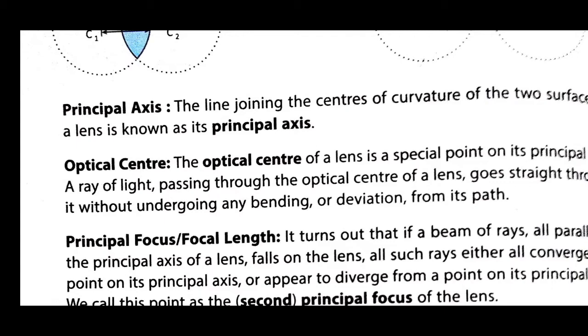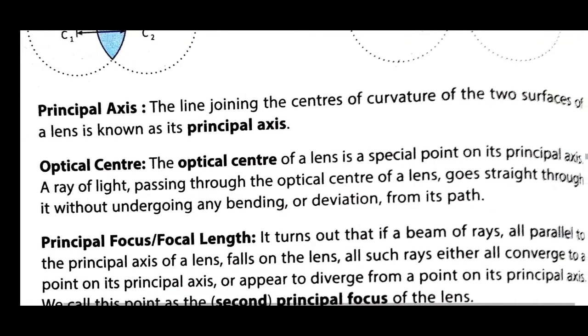In fact, principal axis doesn't exist on the position. This is an imaginary line, but all the objects are assumed to be placed above the principal axis. This is an imaginary line.